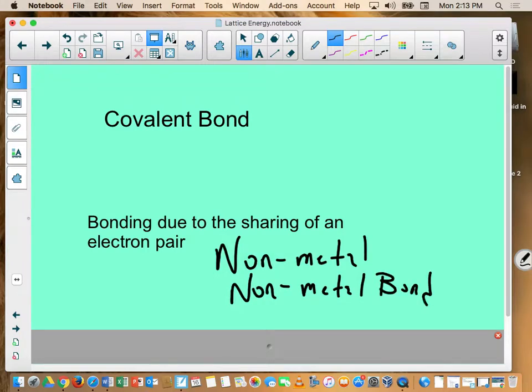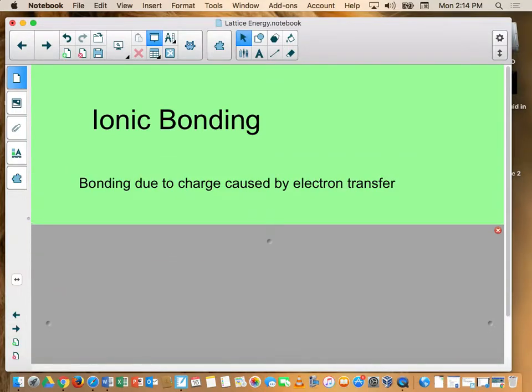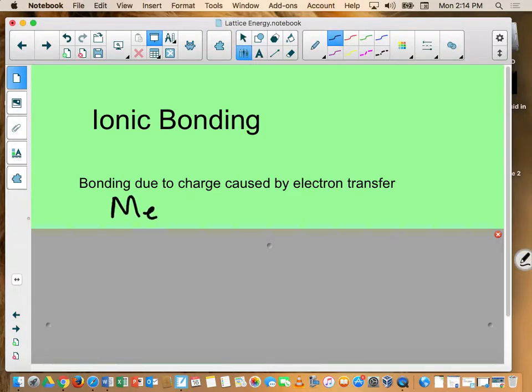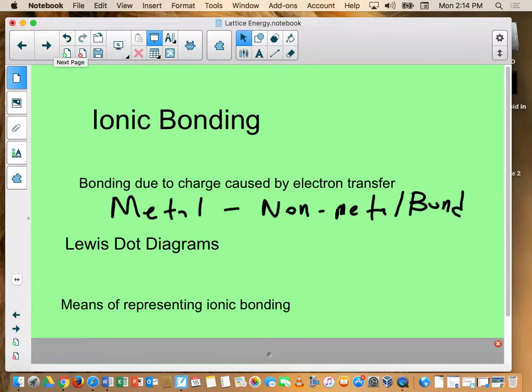All right. So, ionics, we are going to look at this definition of ionic bonding. Bonding due to charge caused by electron transfer. This is a metal to non-metal bond. And the way that we represent it is there's something called Lewis dot diagrams. It means representing ionic bonding.